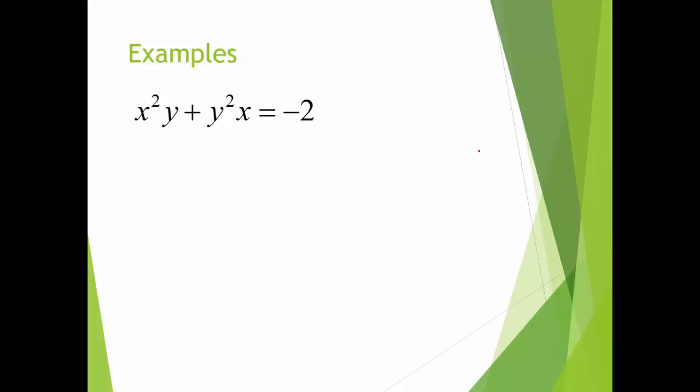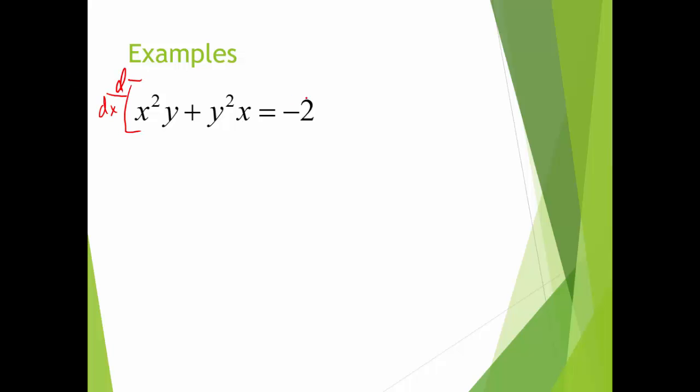This is kind of like the highest level for right now of implicit differentiation. But I want to show you one here, and this is kind of where we're going to pick up with practicing this in class, okay? So I've got x squared y plus y squared x equals -2. Here's the reason why this one's a little bit more challenging.